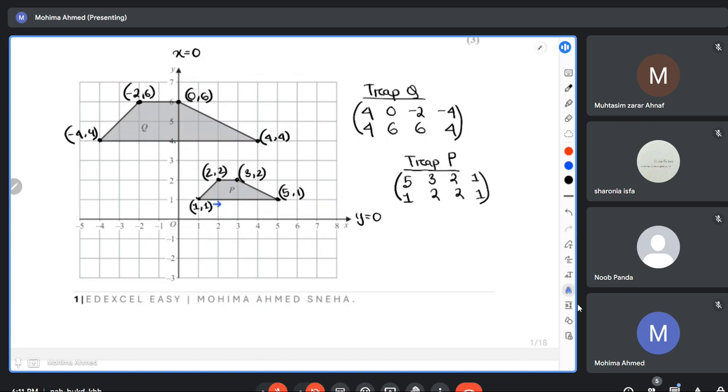Always measure the horizontal or vertical or straight sections of this kind of diagram. For example, over here you can clearly see you have 1, 2, 3, 4, 4 units, right? And for this trapezium Q, you're going to have 1, 2, 3, 4, 5, 6, 7, 8, so 8 units. Trapezium Q is 8 units long, trapezium P is 4 units long.